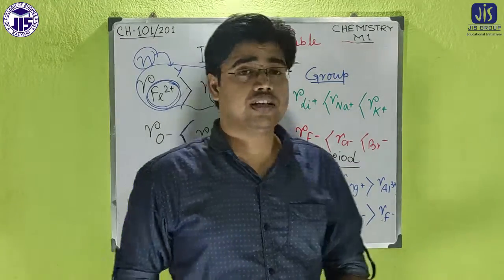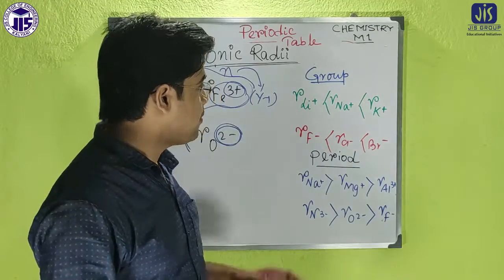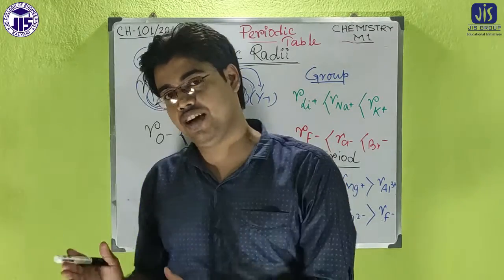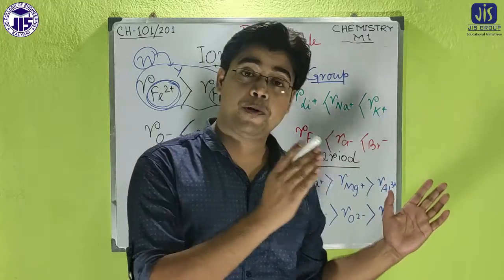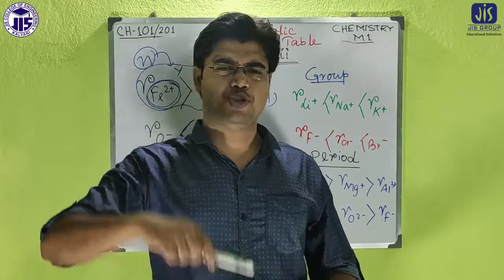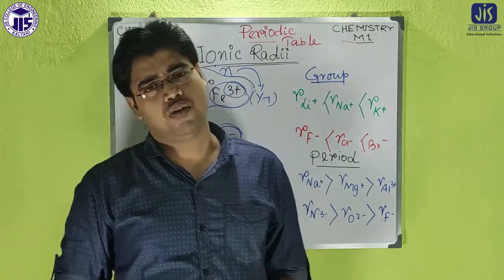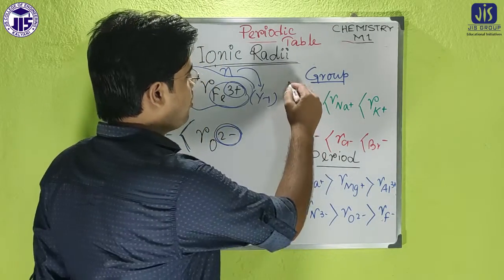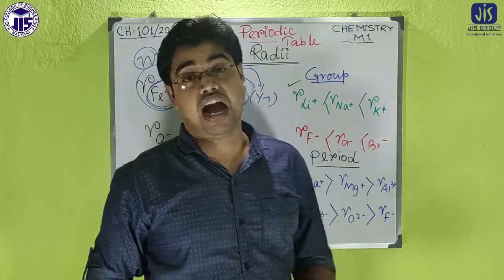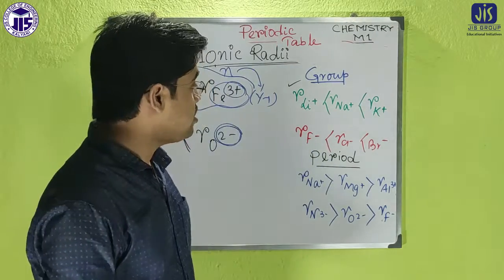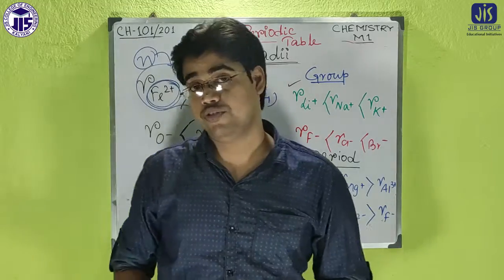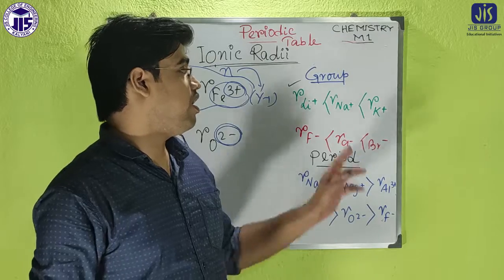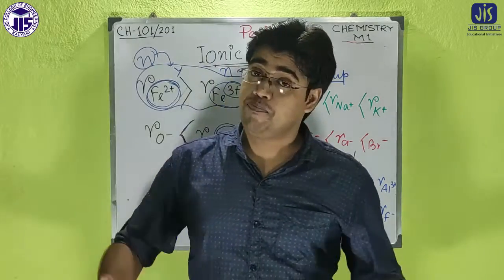If we consider the group trend of the cations, it is almost the same as the trend of the atomic radius. According to the group, the atomic radius also increases. So the same order is followed by the ions, either cationic radius or anionic radius. If we move from top to bottom, the size of the cations or anions will increase.